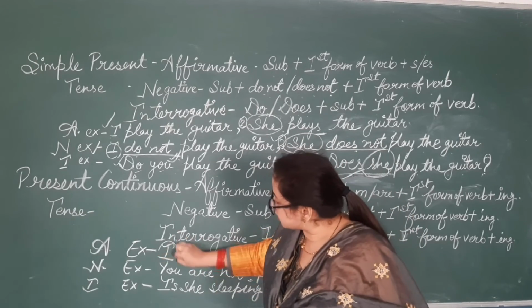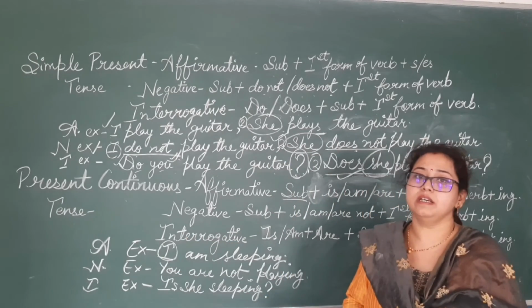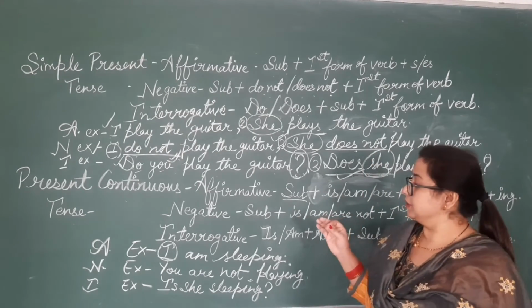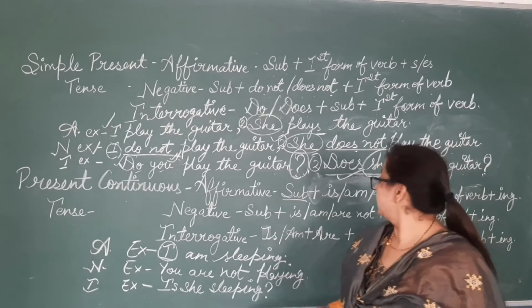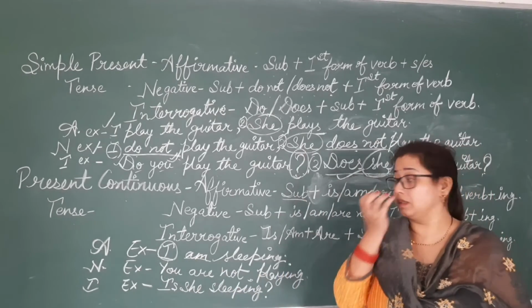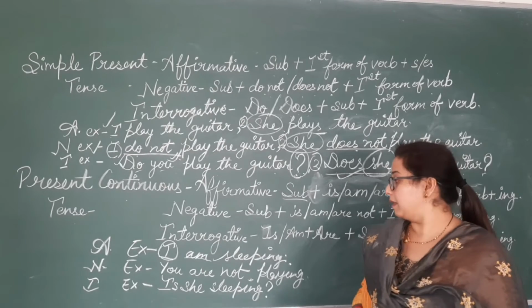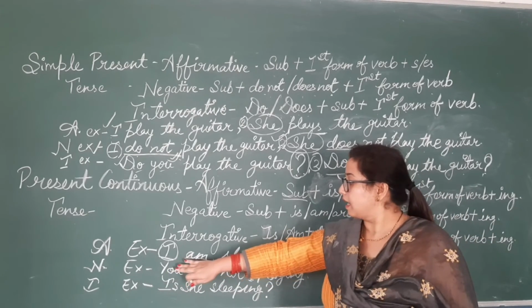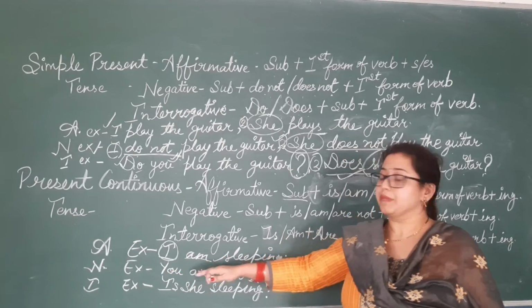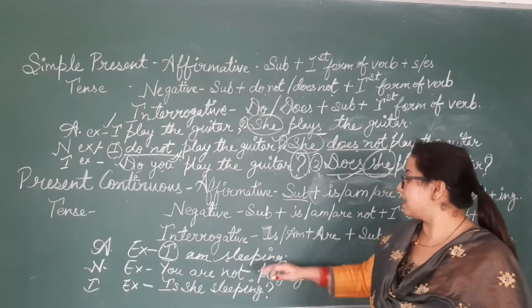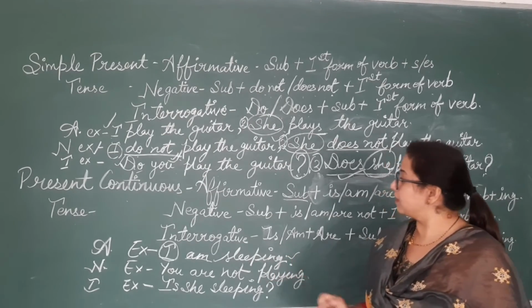The subject should be plural or singular, noun or pronoun. According to our subject, we are going to put is, am, or are, the helping verb. This is called a helping verb because if I am talking about I, I have written am. Now, sleeping: sleep is the first form of the verb, plus ing is sleeping. That is an example of affirmative.